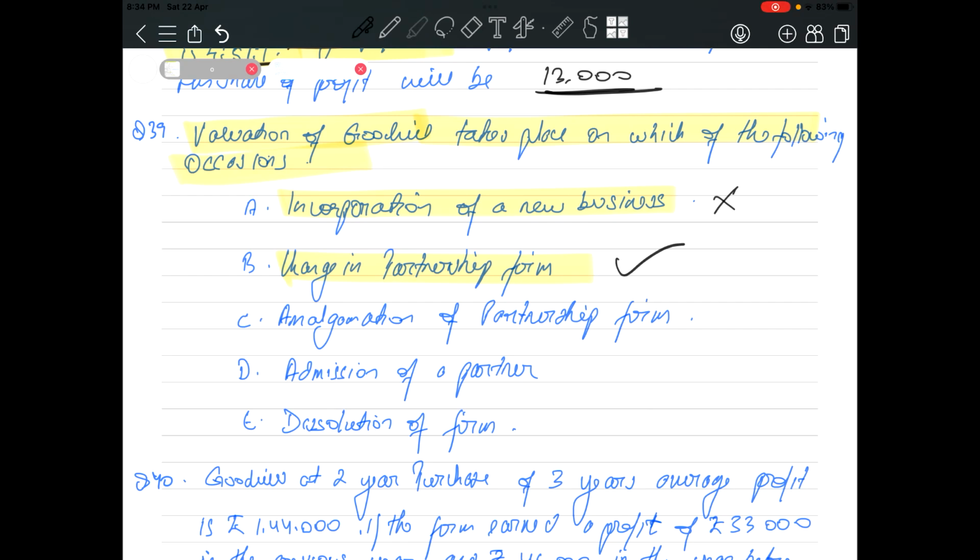Now let's see option C, amalgamation of partnership firm. What do you mean by amalgamation of partnership firm?